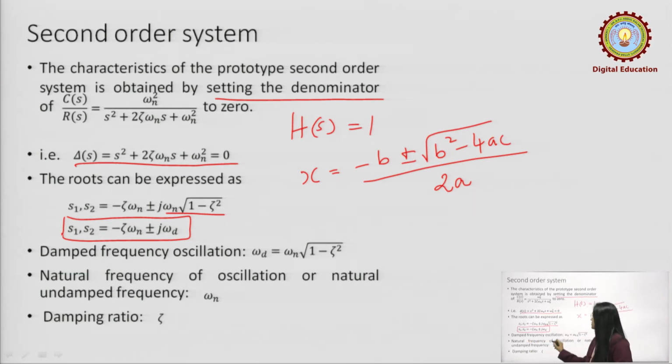The natural frequency of oscillation, or the natural undamped frequency, is omega n, and zeta is referred to as the damping ratio. In order to find the roots, the characteristics of a prototype second order system, we have to set the denominator of the closed loop transfer function equal to 0 and obtain the roots. We are just naming the terms: omega n as the natural frequency of oscillation, omega d as the damped frequency of oscillation, and zeta as the damping ratio.